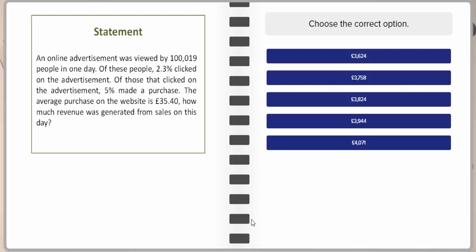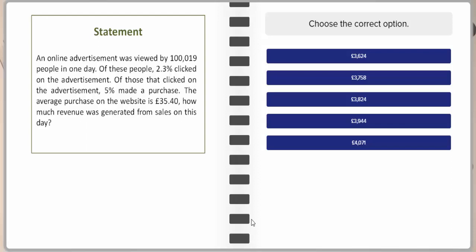Okay, so you need to really specify this question, you know. Okay, first of all, 1000 people, just say 2.3% clicked. So find out the percentage. First of all, you have to find out the percentage. Multiply by 0.023. Okay, we will find out the number of the people who have clicked on the advertisement.